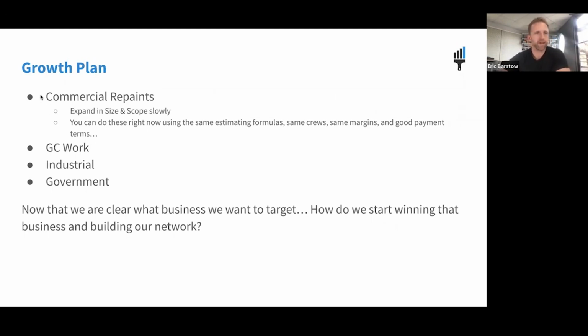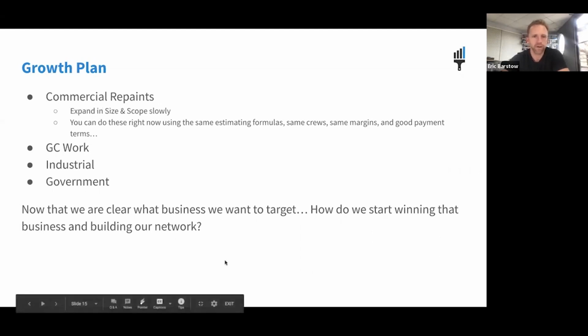The next easiest place to step from there would be into GC. The next easiest place after that would be into industrial or government. You probably don't even need to do all 4 of these. I don't know if we ever will, because there's just so much business in just residential and commercial repaints.